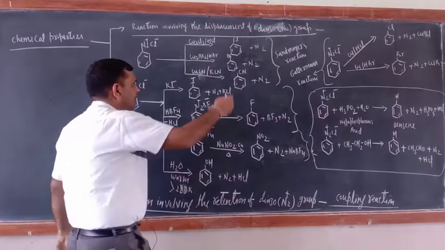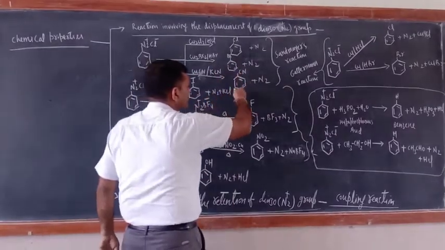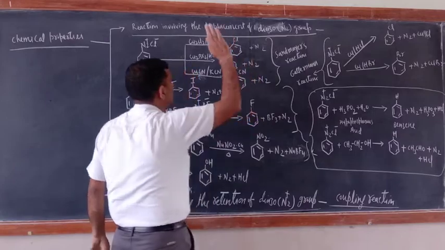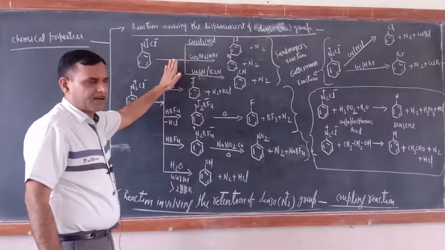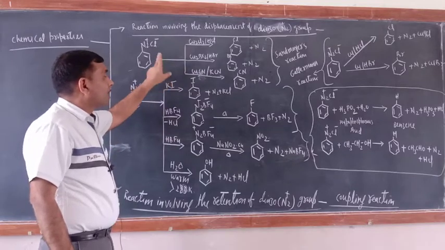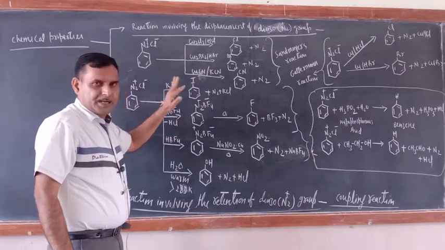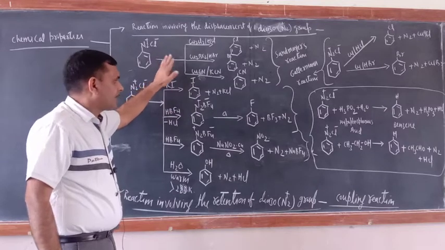Then what will you get? Chlorobenzene, bromobenzene, cyanobenzene, and N2 will come out. Correct or not? This is the Sandmeyer reaction, and you are very much familiar with it. Remember, iodobenzene cannot be obtained with the Sandmeyer reaction.